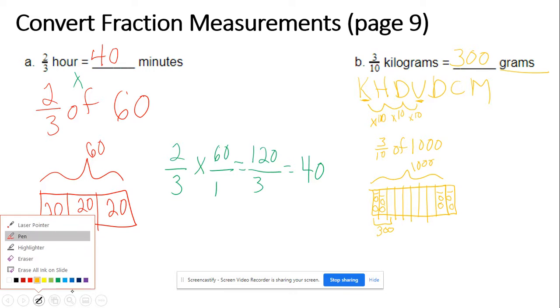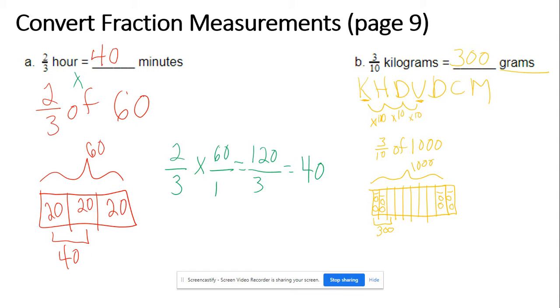If you didn't like that way and you wanted to use multiplication, you could do, remember, 3/10 of 1,000 is the same as times 3/10 times 1,000, which is the same as 1,000 over 1. 3 times 1,000 is 3,000, and 10 times 1 is 10. 3,000 divided by 10 is 300. Same answer. Try the rest of these on your own.